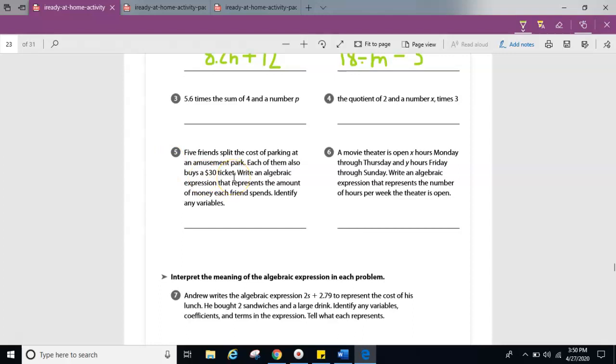We'll do number 5. 5 friends split the cost of parking at an amusement park. Each of them also buys a $30 ticket. Write an algebraic expression that represents the amount of money each friend spends. Identify any variables. So when we identify a variable, we are going to say what that variable means. So we know we have 5 friends who split the cost of parking at an amusement park. Since they're parking, we're going to give that a variable of p for parking. And each of them also buys a $30 ticket.